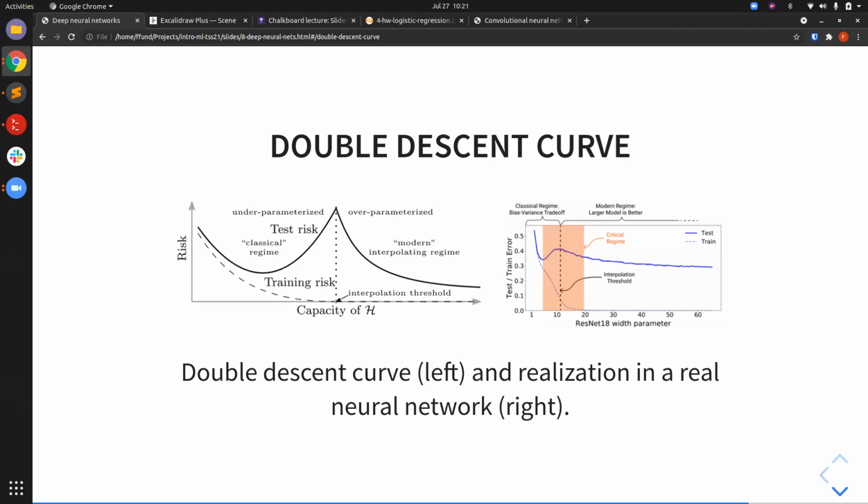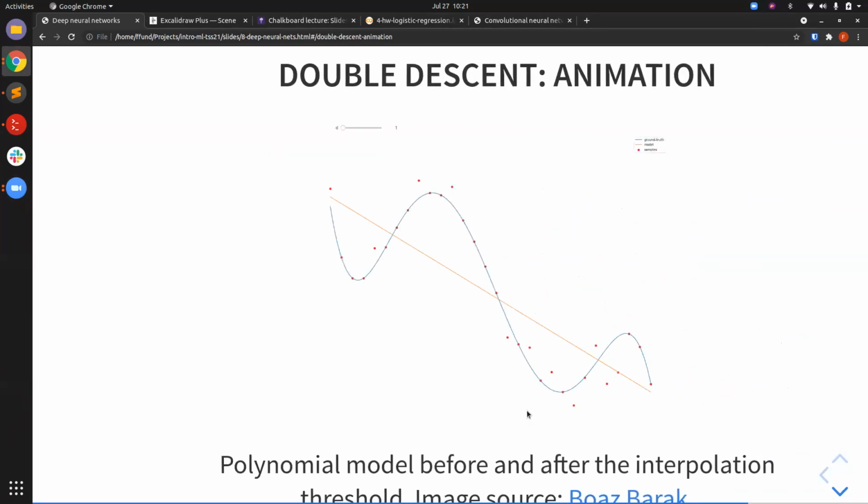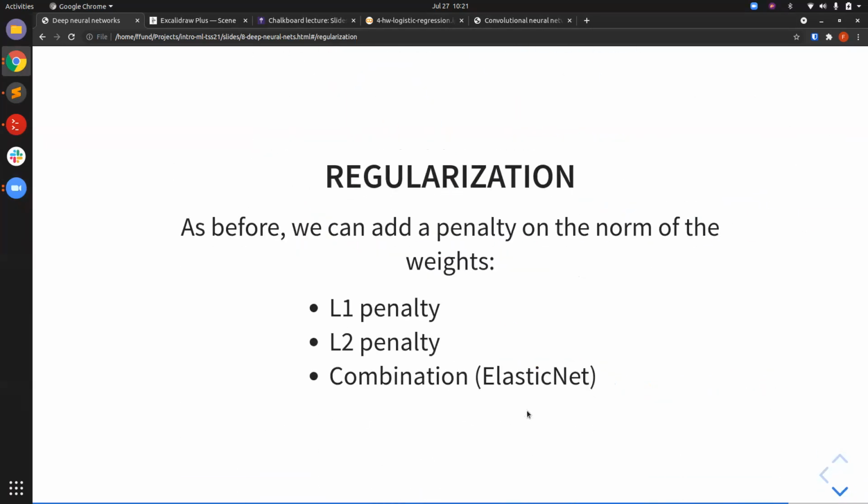Okay, so what are our defenses against overfitting? One of them is regularization. Just like our previous models, we can add a penalty on the norm of the weights. So we can use an L1 penalty, we can use an L2 penalty, we can use a combination penalty.